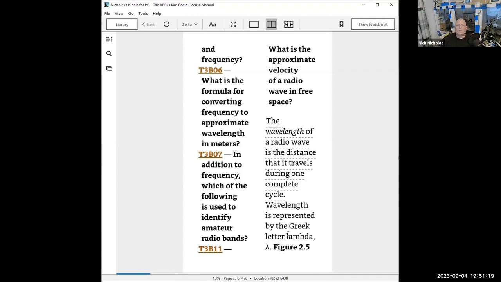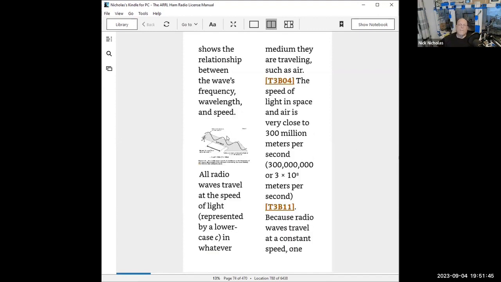All waves, radio waves particularly, travel at the speed of light. But if a frequency is very high, it travels a very short distance in one cycle. If a frequency is very low, it travels a much longer distance.